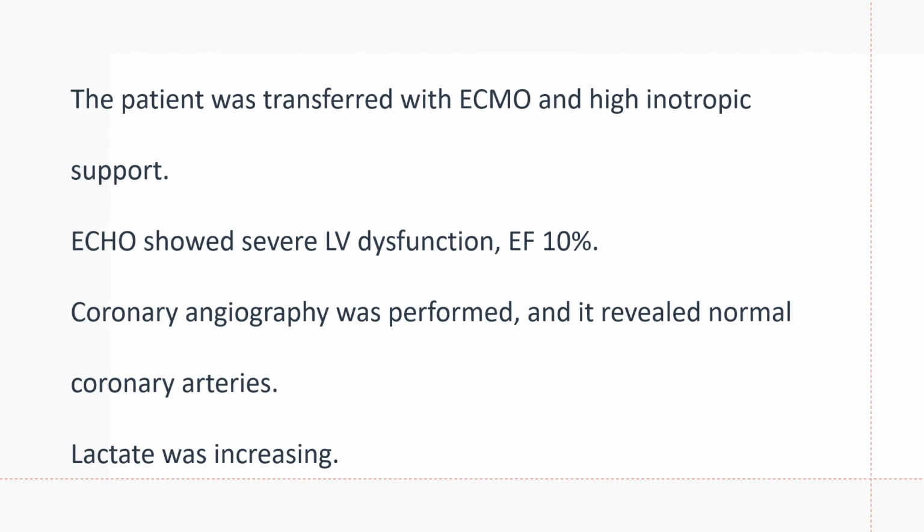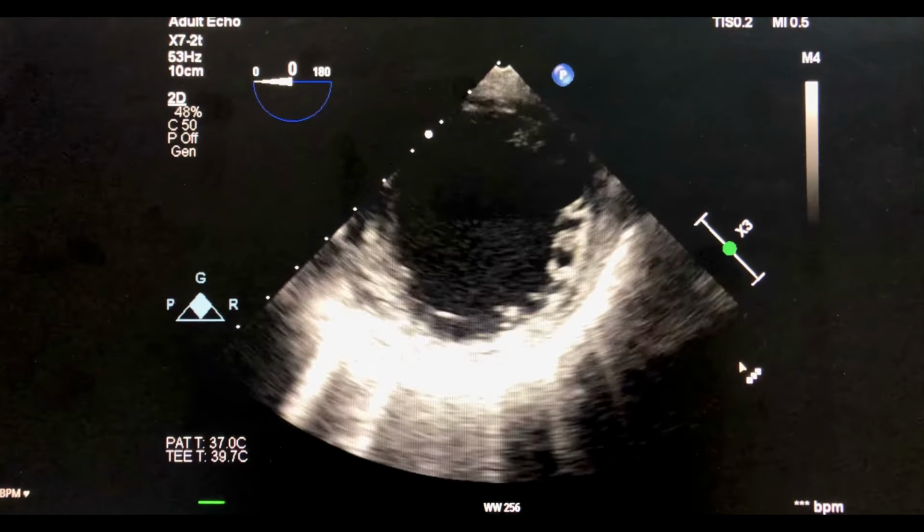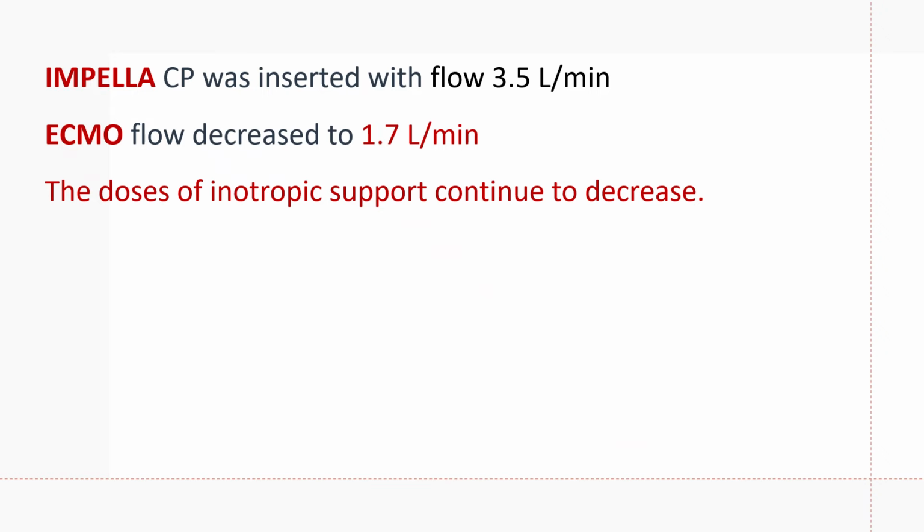With ECMO and high inotropic support, echo showed LV dysfunction with ejection fraction of 10%. The patient was sent to the cath lab for coronary angio, which showed normal coronaries, and lactate was increasing. This echo showed a severely distended LV with poor contractility. The decision was taken to insert Impella CP with flow 3 to 3.5 liters per minute.